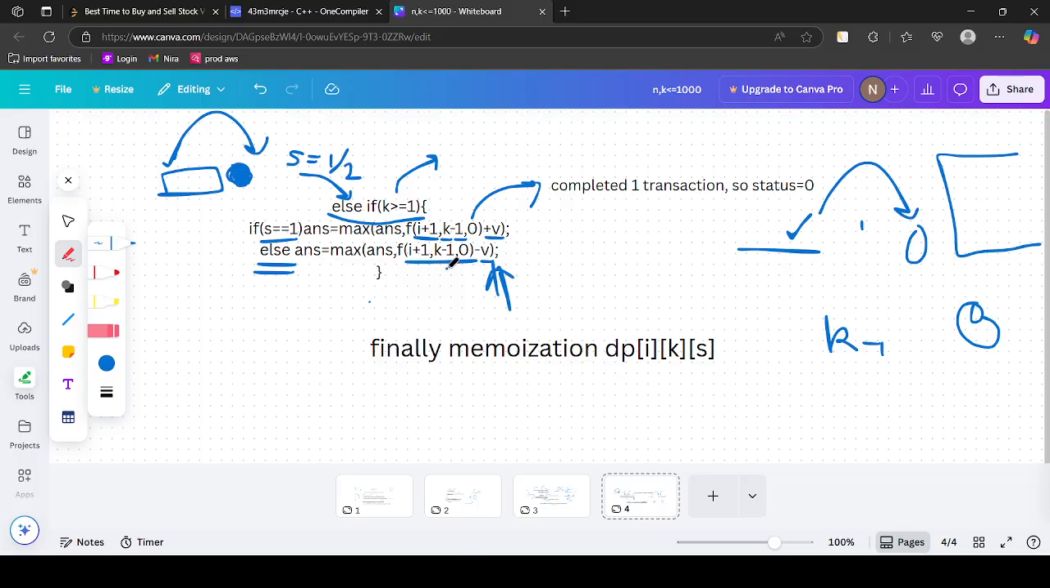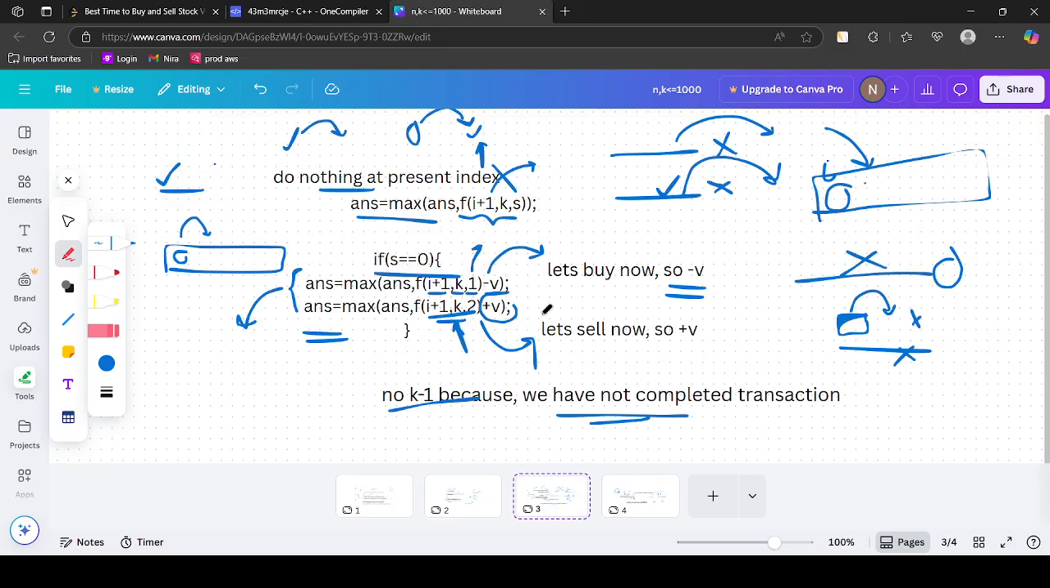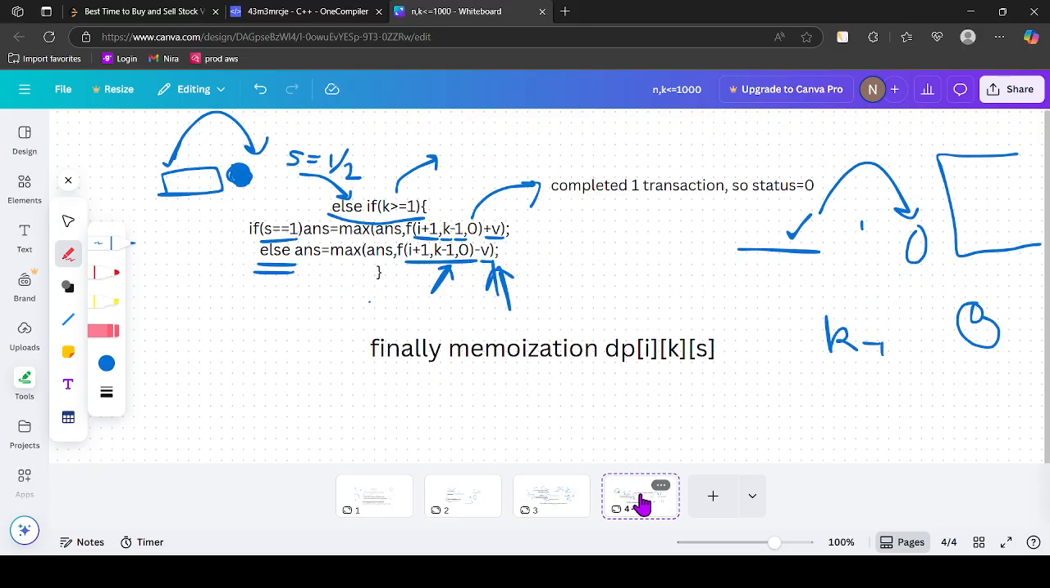Hope you understand why we got k-1 here and not k here, because we just started a transaction here. We bought or sold only. But here we are trying to complete a previous transaction which was bought or sold. So only now the transaction is completed and we have reduced here.